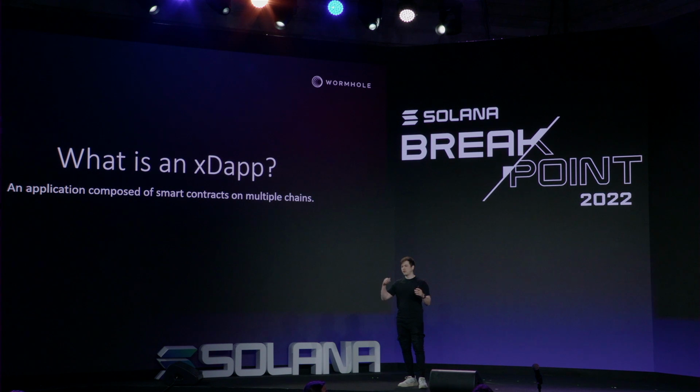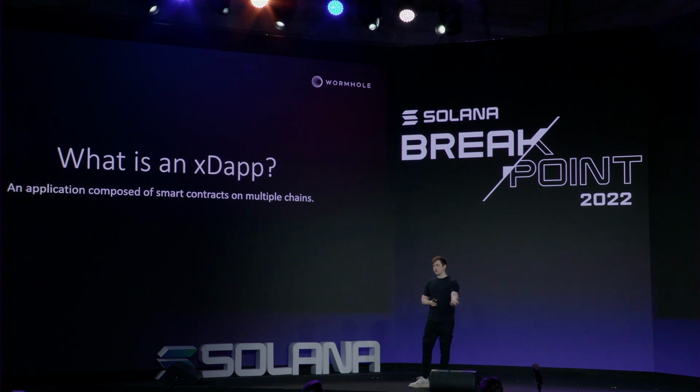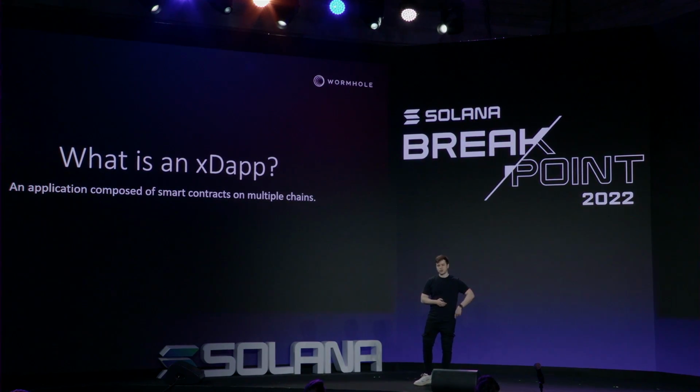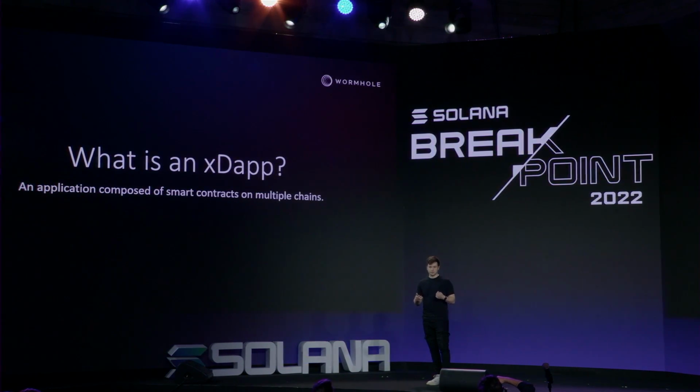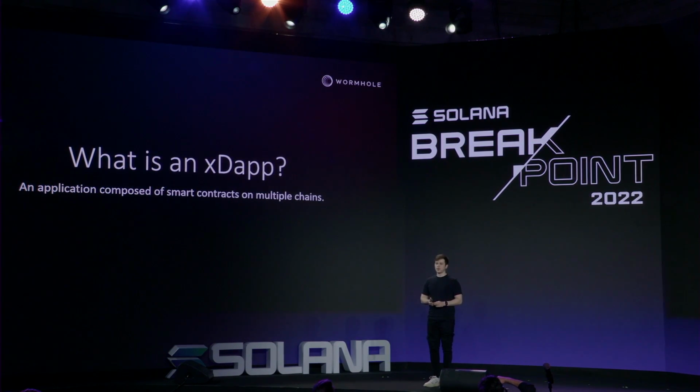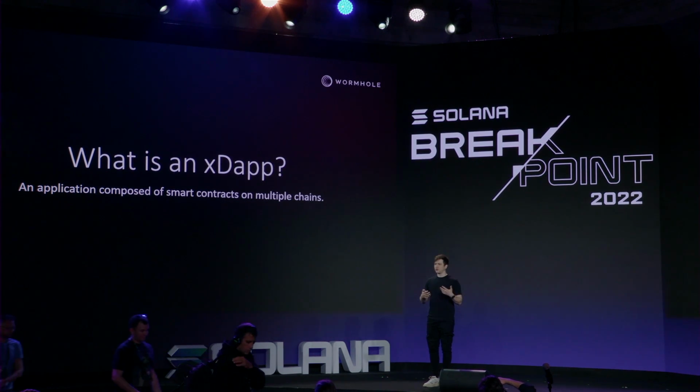Because if you have a dApp that lives in a single chain, you have a lot of nice properties that are guaranteed by the smart contract runtime on that chain. But the moment you start going cross-chain, there's going to be asynchronous communication, all kinds of different synchronization issues. So what I want to talk about today is, what is a good way to architect an xDapp?